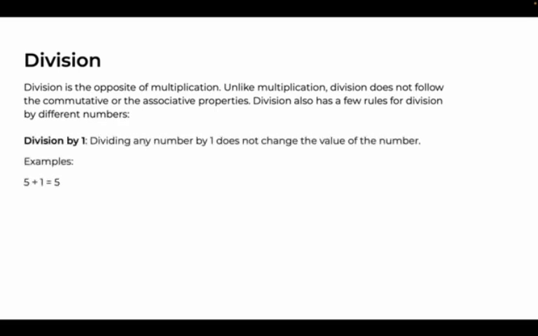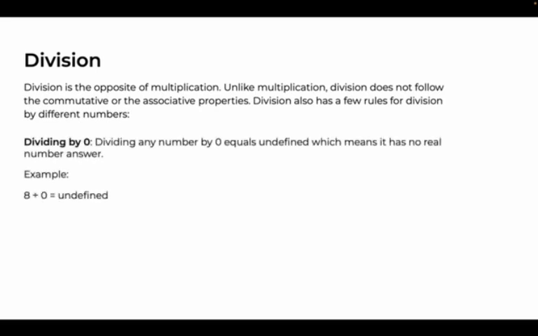Next, division by 1. Dividing any number by 1 does not change the value of the number. Next, dividing by itself. Dividing any number by itself equals 1. Division of 0. Dividing 0 over any non-zero number will always be 0. Dividing by 0. Dividing any number by 0 equals undefined, which means it has no real number answer.